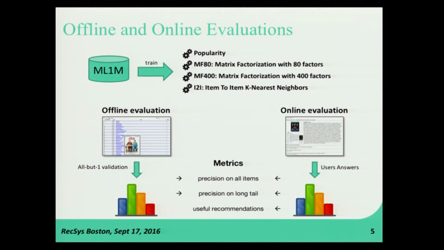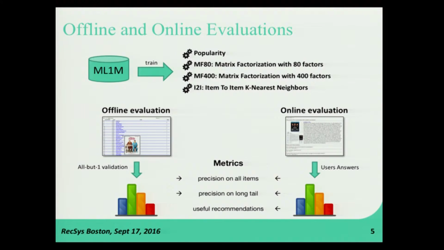So first of all, we train 4 different models on the MovieLens 1 million dataset: popularity as a normal baseline, 2 matrix factorization models with 80 and 400 latent factors, and an item-to-item k-nearest neighbor. We picked 80 and 400 because 80 was the one performing best with offline precision, and 400 was the one performing best for precision on long-tail items.